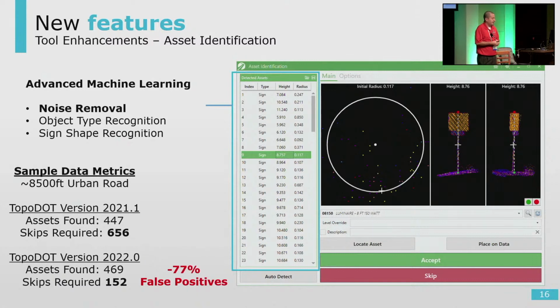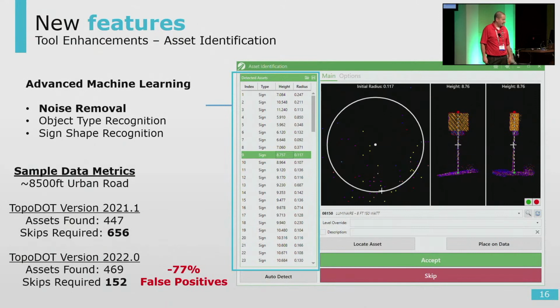Now, the auto asset identification algorithms have gone through their own enhancement in that we've added machine learning to do things like remove noise that might have been detected by the tools in the past. So we've trained the model to say, okay, this is noise, or this is a man-made object or an asset, and it's able to refine that list for you.